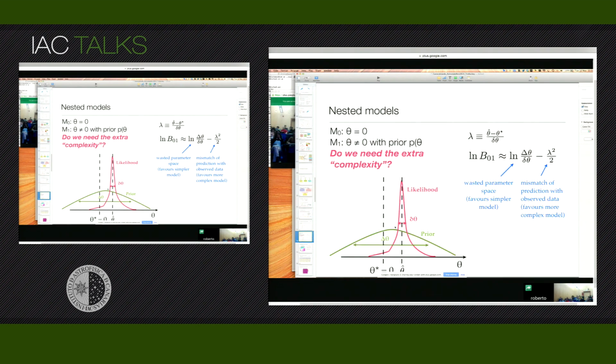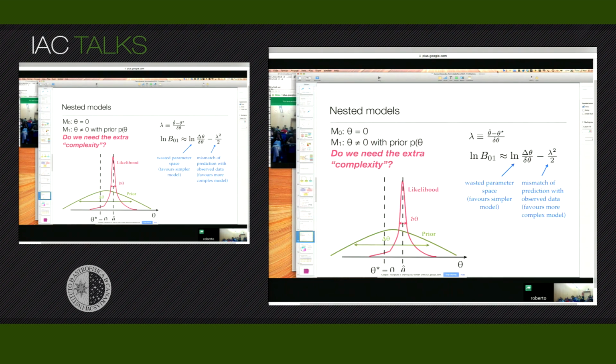Okay, so finally, in terms of recap for Bayesian model comparison, before I move on to showing some examples of application, I want to look at the important case of nested models. Nested models are models in which one of the two models is a subset of the other. So there is one model that has one or more extra parameters with respect to a baseline model, and many cases of interest are of this type.